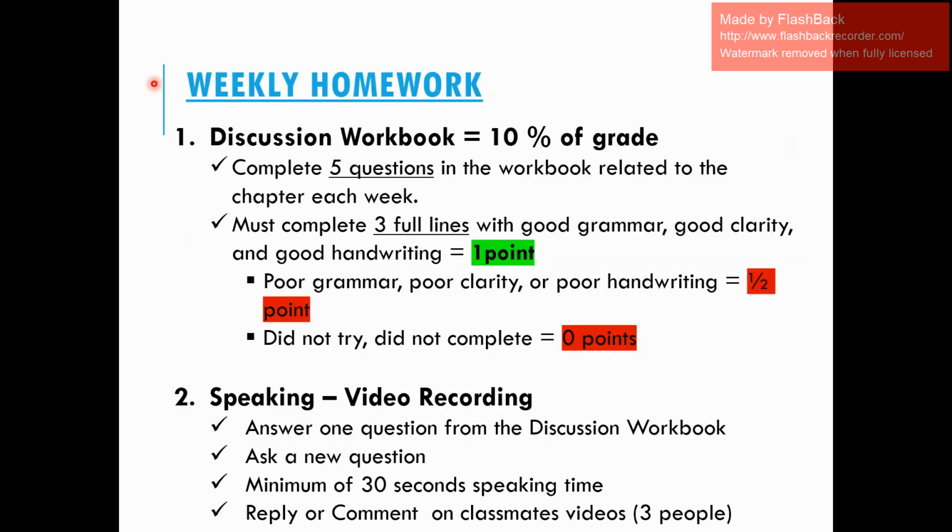Weekly homework, you will have 2 assignments for homework each week. The first one will be your discussion workbook, which will be 10% of your grade. You must complete 5 questions in the workbook related to the chapter each week. That's in your discussion workbook. Remember, I mentioned that before in the previous video. So each chapter has about 10 questions.